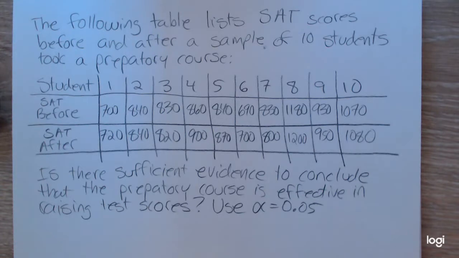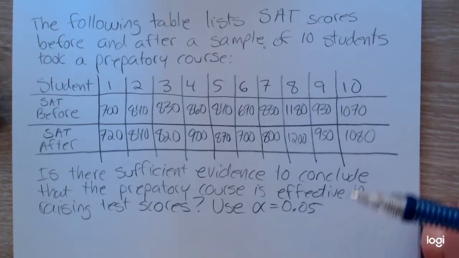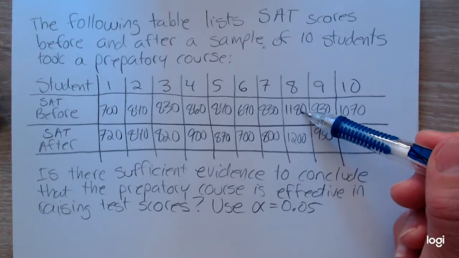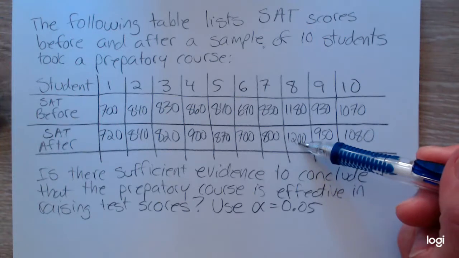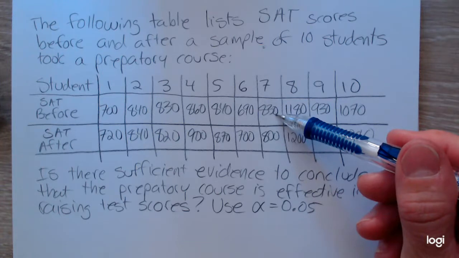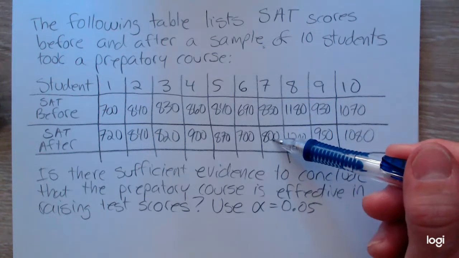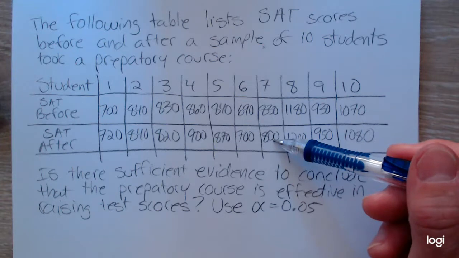So we have measurements taken on the same subject, so we have dependent samples. This is a typical before and after situation. And we're assuming that the differences are normally distributed so that the paired t-test can be used. So for example, this particular student, the SAT score before was 1180, and then after the preparatory course it was 1200. This subject before was 830, but after the preparatory course the score went down.